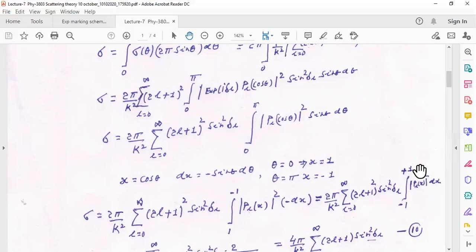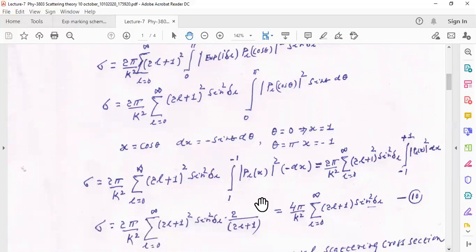This integration is a standard integration, it is well known, and you have used this integration. Basically it is given as PL of x, PL dash star of x. So when L is equal to L dash, your Kronecker delta function becomes 1, and you have the relation which gives 2 upon 2l plus 1. This property you have used in many problems, so I'm taking this result directly. This integration is given by 2 upon 2l plus 1.